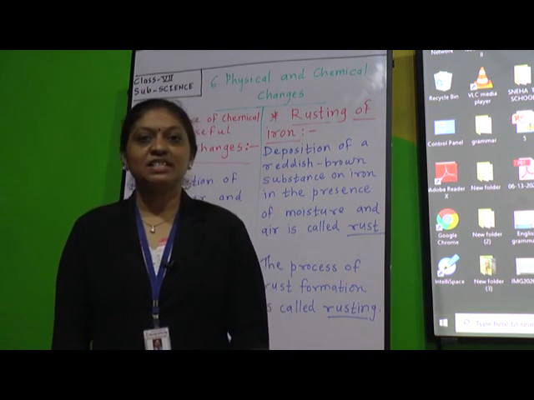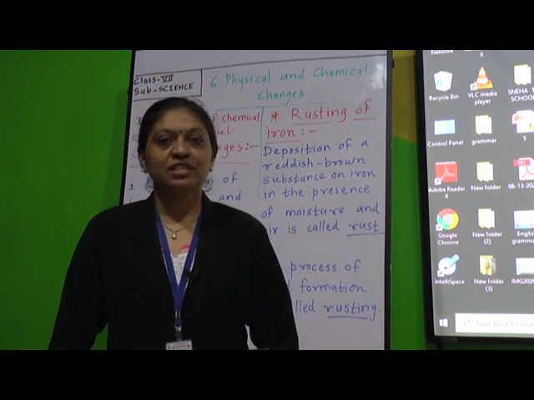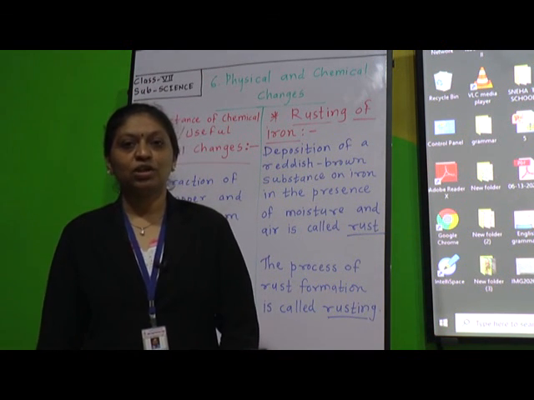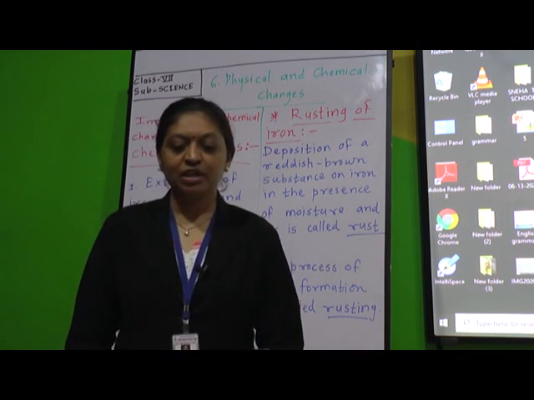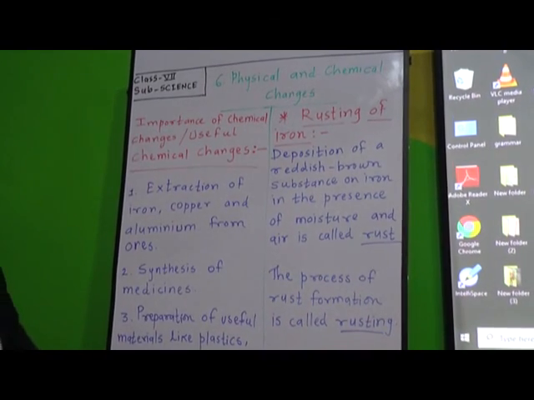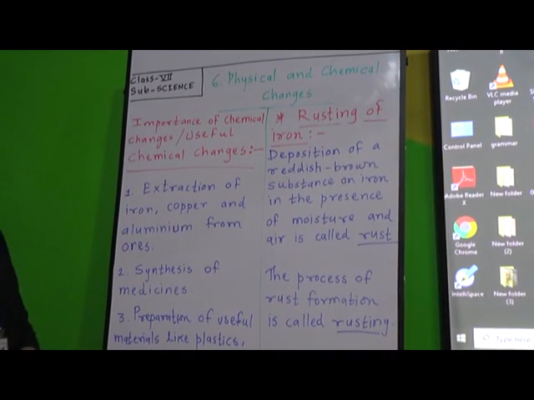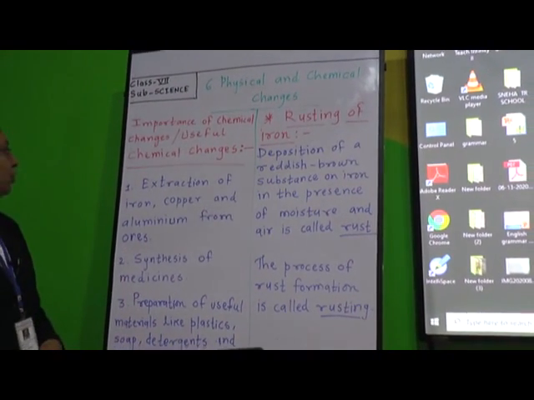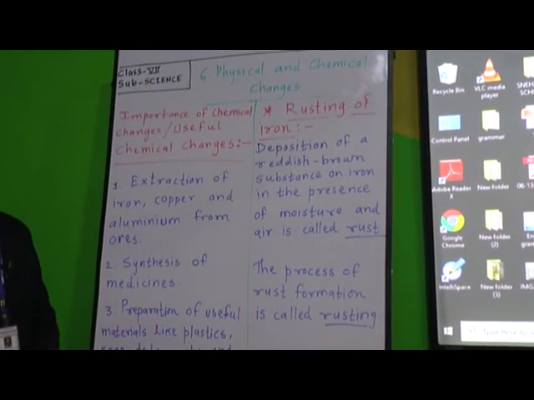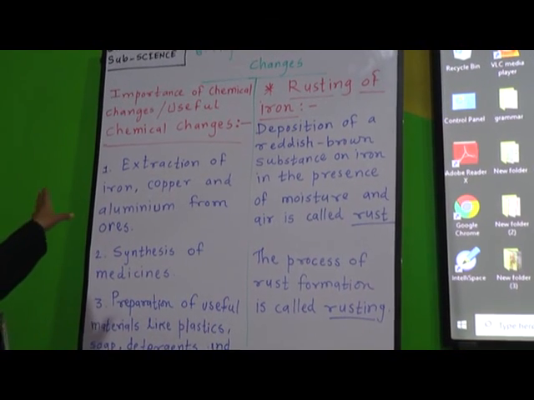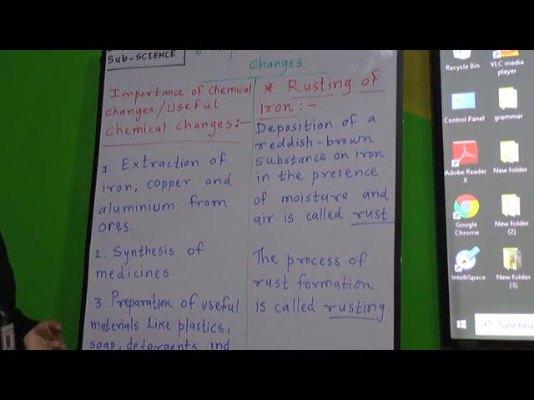So why are chemical changes important? That we have to discuss now, before we discuss rusting of iron. First we will see the importance, or useful uses, of chemical changes. I wrote here importance of chemical changes, also called useful chemical changes. The first one is extraction of iron, copper and aluminum from ores. You know what ore means, so whatever ore is there, we have to extract iron, copper and aluminum.